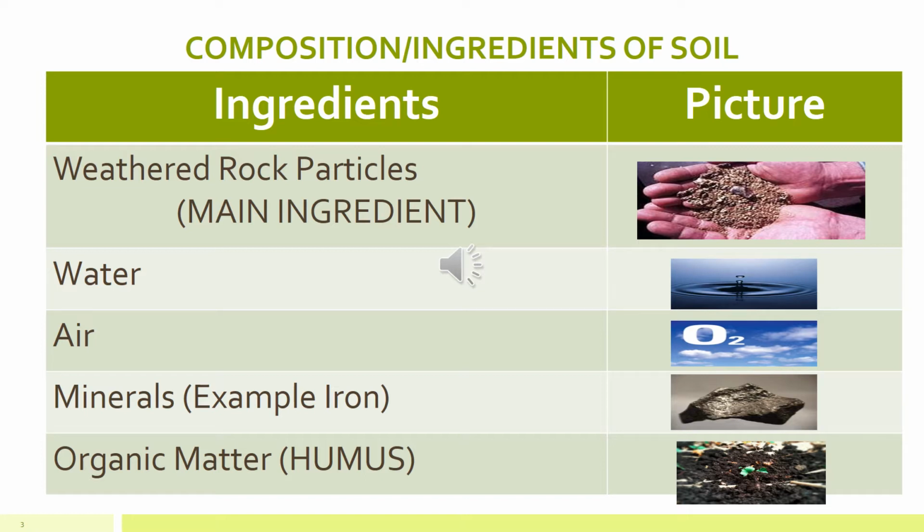Iron actually makes soil look a reddish color. It's also what causes rust. So whenever you see that reddish color, you can automatically know that it probably has iron in it. And the last thing is your organic matter, also known as humus. This humus is composed of twigs, leaves, and decomposing organisms.